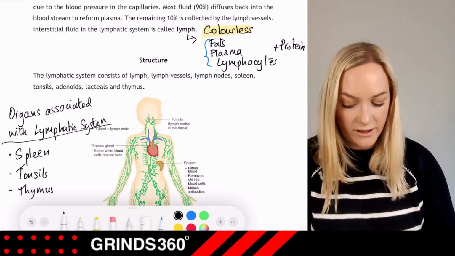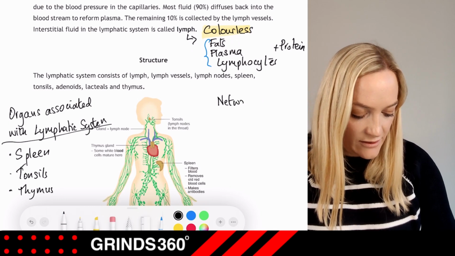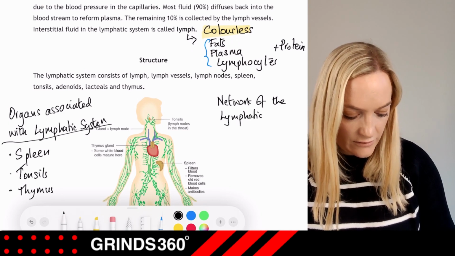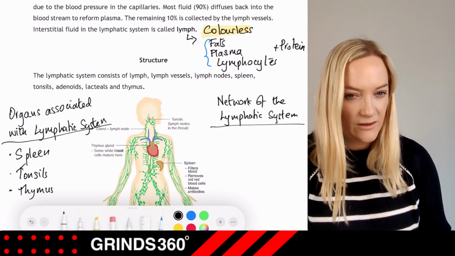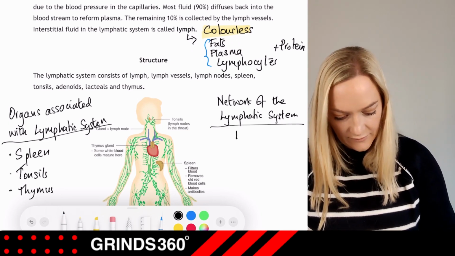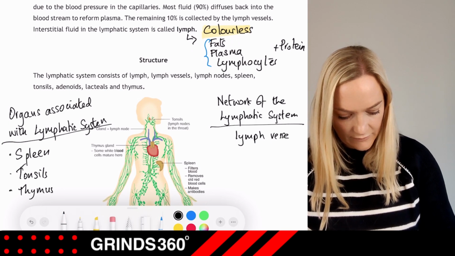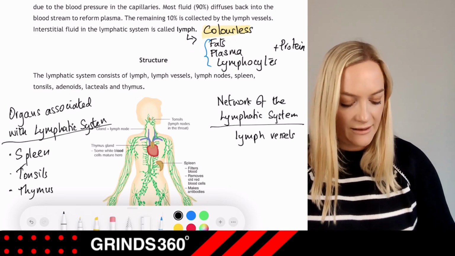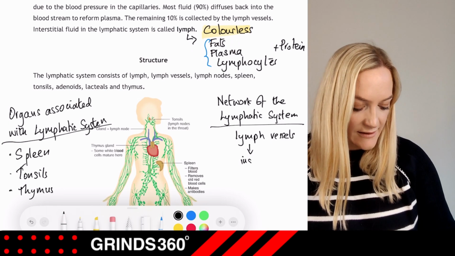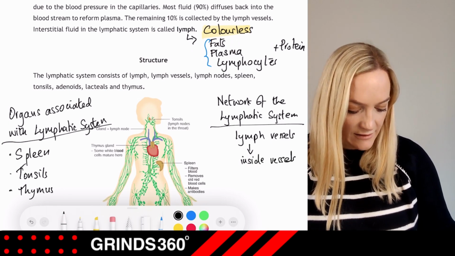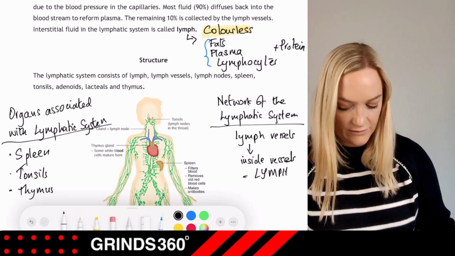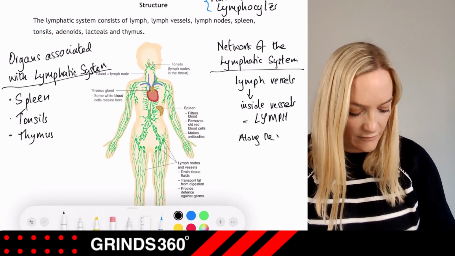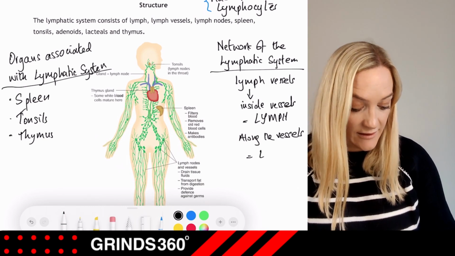Now the structure or the network of the lymphatic system, we're just going to add this in here as well. So the network. We have lymph vessels. Inside the lymph vessels, we have lymph. So inside the vessels equals lymph. And along the vessels is lymph nodes.